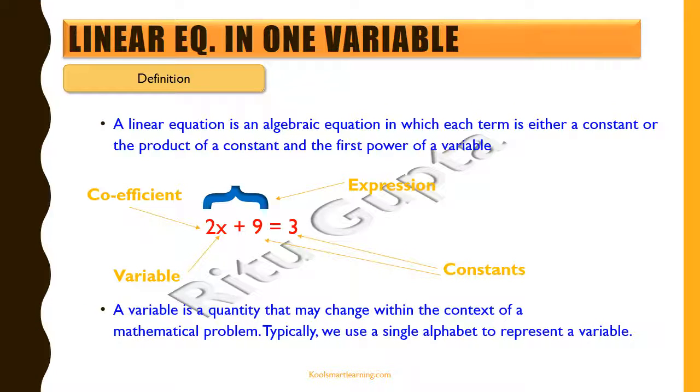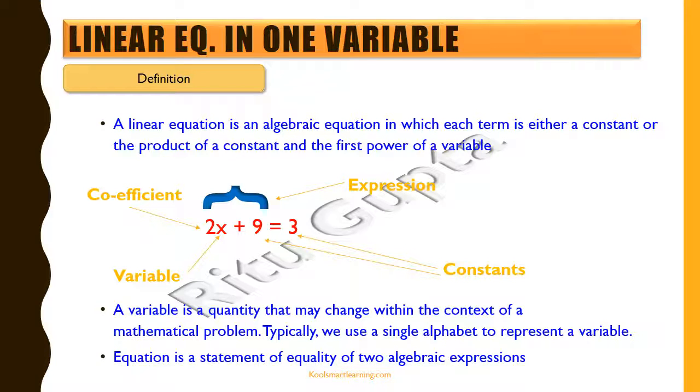So a variable is a quantity that may change within the context of a mathematical problem. Typically, we use a single alphabet to represent a variable. So what we're trying to say here is that 3 and 9 are going to remain constant wherever you take them. But x is something that in this expression itself could take different values. So if you take x is equal to 1, you could take x is equal to 2. You could take any value of x. It's a different thing that the equation may not hold true for all different values of x. But x is something that we're taking as a variable, something that could change its value as we change the context of the problem.